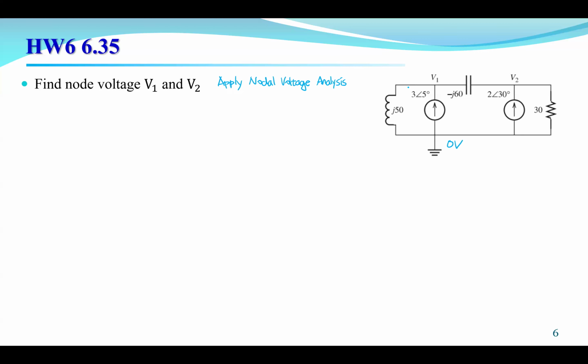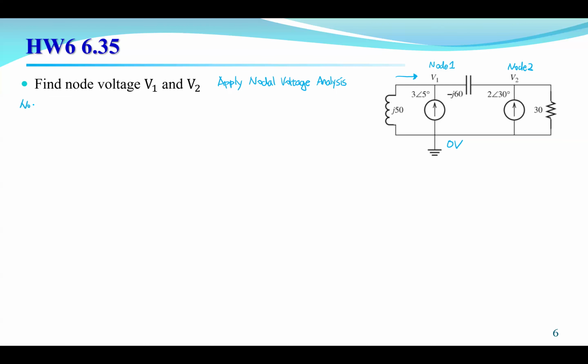So we look at node 1. This is node 1. This is node 2. We can define the current flowing into node 1. The sum is 0, so we apply KCL at node 1.